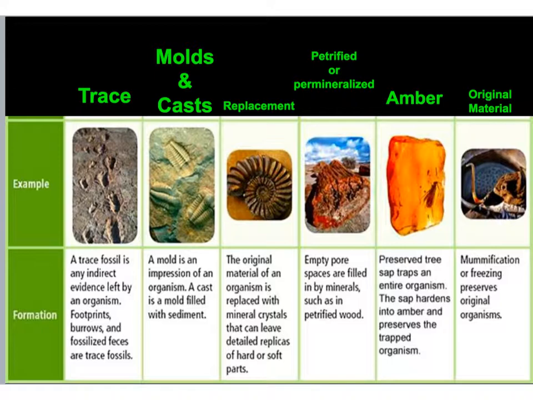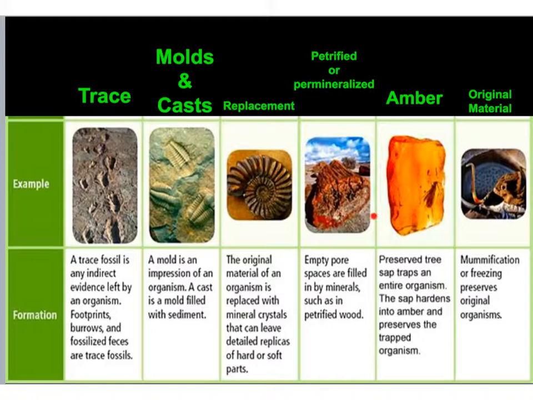Petrified or permineralized is the biggest one for this, which is just petrified wood. Scientists think that the pores of the tree get filled in with sediment and you end up getting petrified wood. One of the ones for trace, which is kind of cool, is feces. I do have in the lab, we'll look at what's called dinosaur coprolite. So we'll look at essentially preserved poop. Again, it's not the organism itself, but it's something left behind.